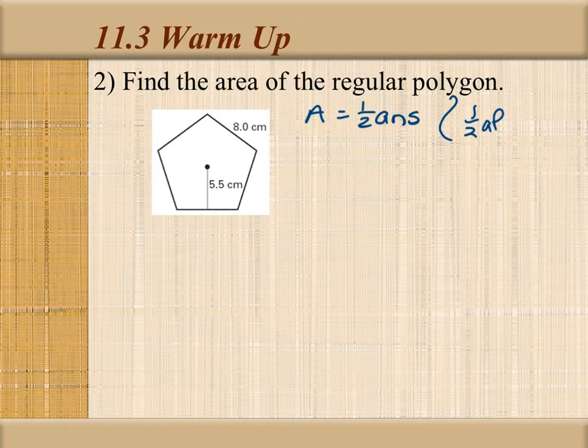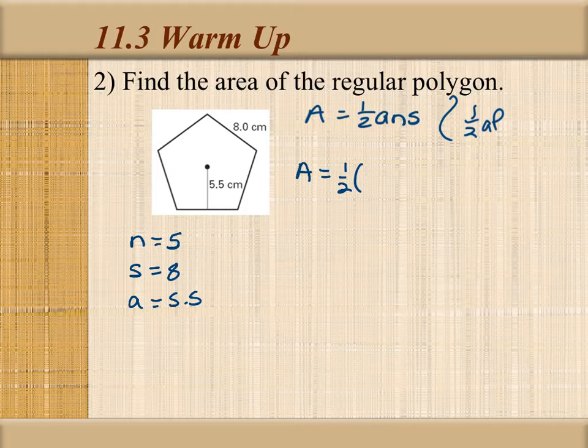So if you look at this object that's there, how many sides are there? 5, so n is 5. Do I have the length of each side? Yep, it's 8. And then the apothem, 5.5. So area is 1/2 A, which is 5.5, N, which is 5, S, which is 8.